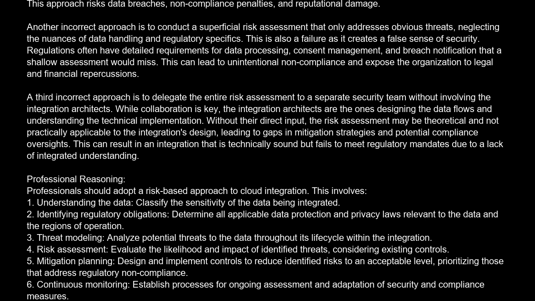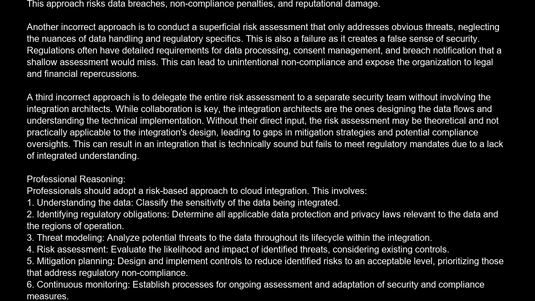Another incorrect approach is to conduct a superficial risk assessment that only addresses obvious threats, neglecting the nuances of data handling and regulatory specifics. This is also a failure as it creates a false sense of security. Regulations often have detailed requirements for data processing, consent management, and breach notification that a shallow assessment would miss. This can lead to unintentional noncompliance and expose the organization to legal and financial repercussions.